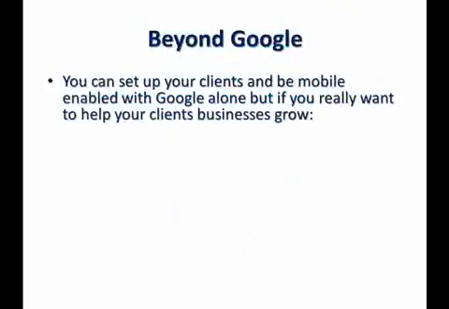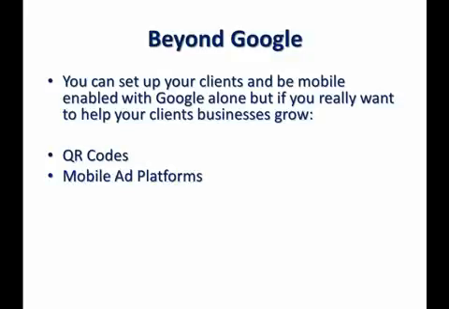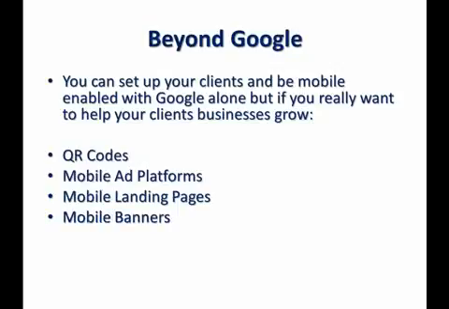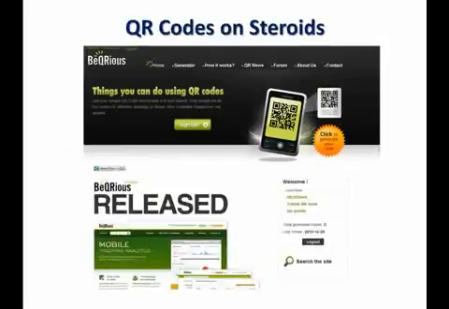There you go. Now, beyond Google, you can set your clients up to be mobile and mobile enabled with Google alone. But if you really want to help them grow, you're going to take a look at fancy things we can do with QR codes, other mobile ad platforms that we're going to go ahead and allow you to send traffic, setting up mobile landing pages that are not just your Google Places page. There are mobile banners that you can put together. They're smaller because mobile devices are smaller, but you can have that and text ads, click-to-call ads, and there you go. So we're going to go into QR codes first.